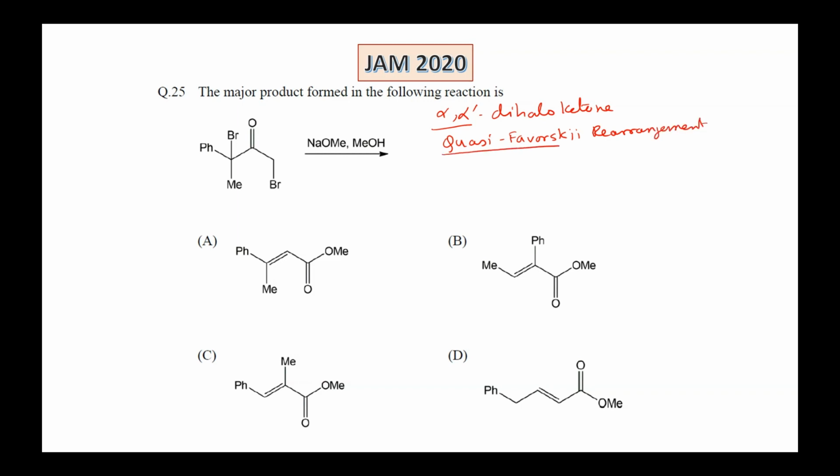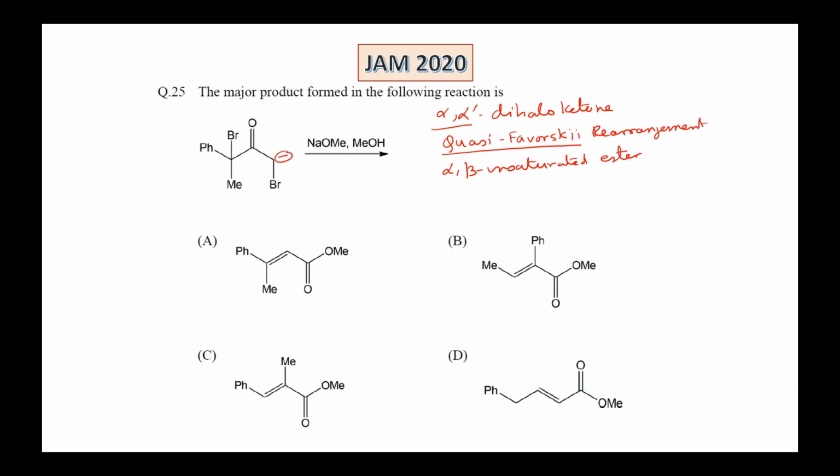So when I talk about quasi Favorskii rearrangement, I know the product is an alpha beta unsaturated ester. As you can see in the products given below, all the four products have alpha beta unsaturation. So you might have slight confusion. Okay, so we'll do a quick revision of the mechanism.